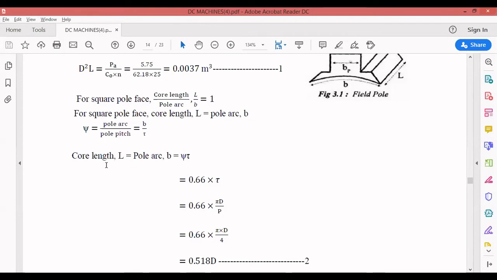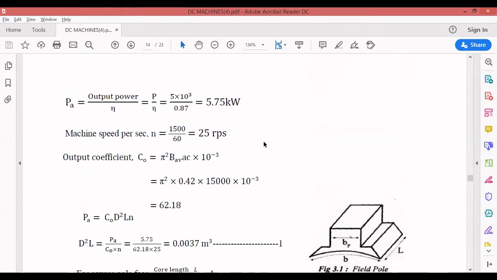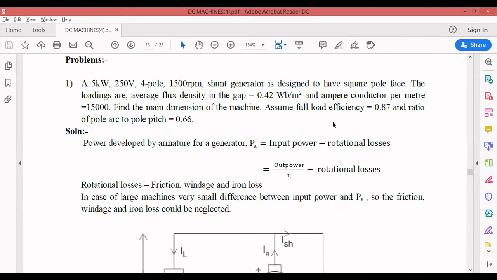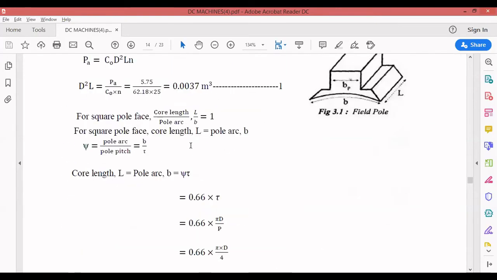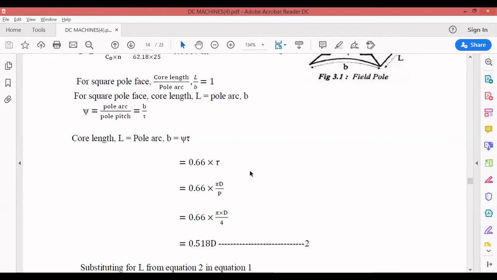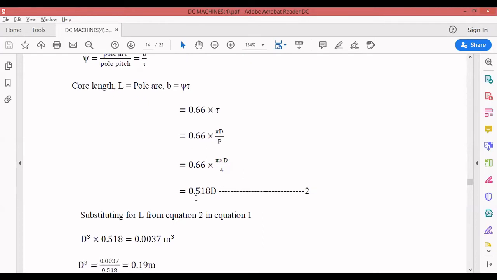Now core length L is equal to pole arc B. Then what is B here? B is nothing but psi into tau. Substitute for B here: psi into tau. What is psi? The ratio of pole arc to pole pitch, which is given in the problem as 0.66. So B is equal to 0.66 into tau. What is tau now? Pi d by P. So 0.66 into pi into d, and the number of poles is given in the problem, it is 4. If you solve this, what do you get? 0.518 d. That is your equation 2.